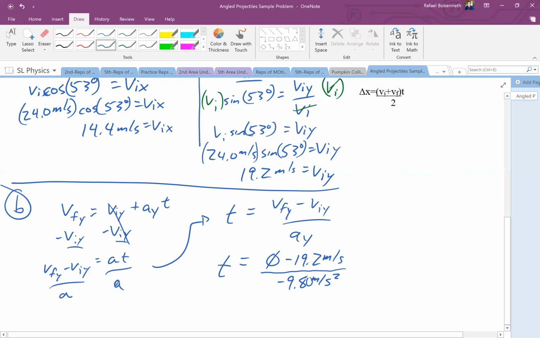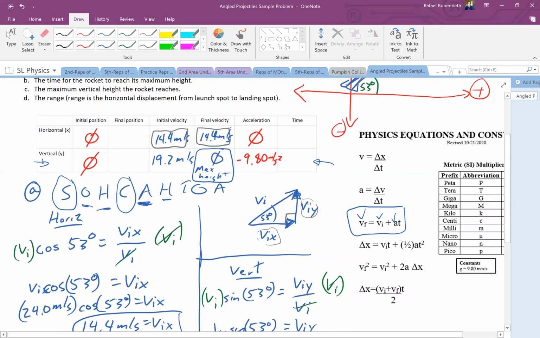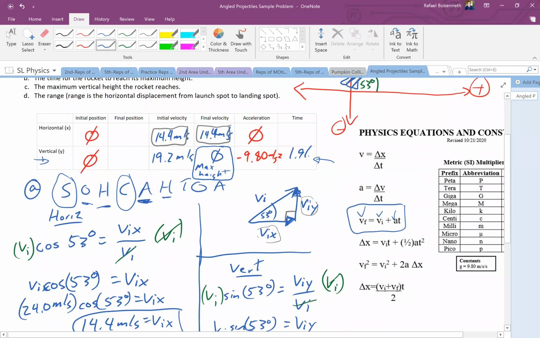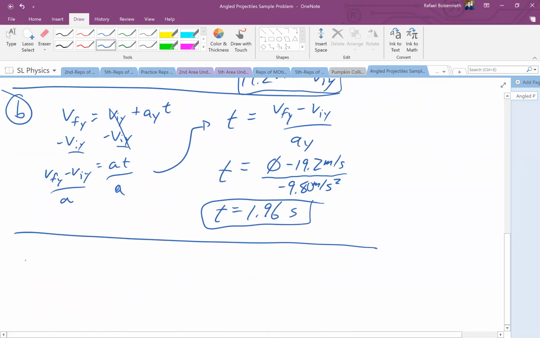Divide that in your calculator and you should get that the time is equal to 1.96 seconds. I'm going to start making these answers stand out by putting little boxes around them. So just under 2 seconds. We can go back up here and say this is 1.96 seconds. I do want to emphasize this is max height, because you'll see in a second why. So that's the max height time. Okay, part C, the maximum vertical height the rocket reaches. So we're looking for vertical height now.